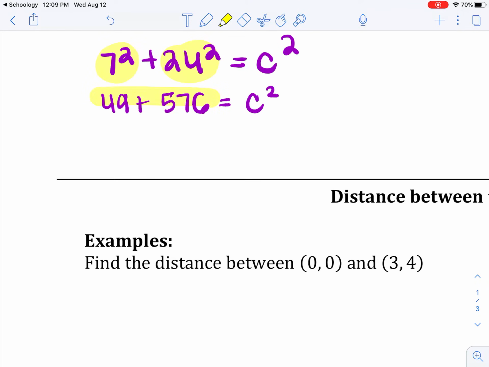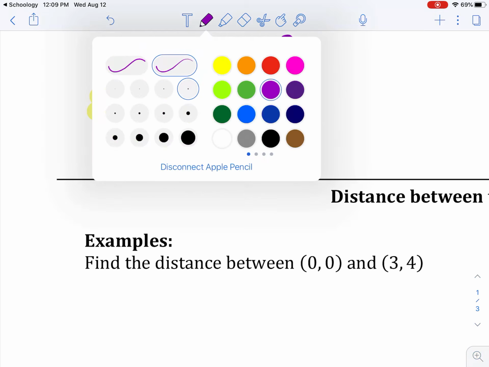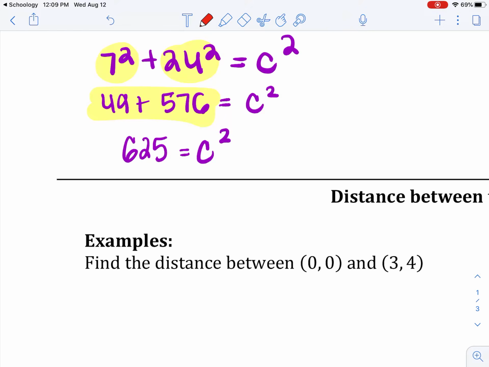C is not by itself yet, but on this left-hand side there are like terms that I need to combine. So combining those, I get 625. Once again, you can use a calculator for that. Equals C squared. Okay, we're using algebra to do this. We're not just putting down answers.